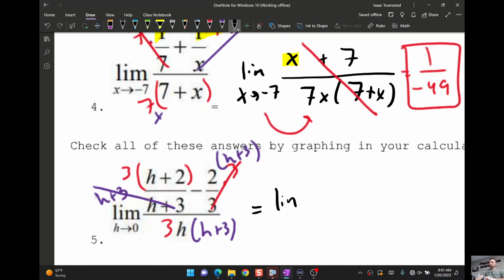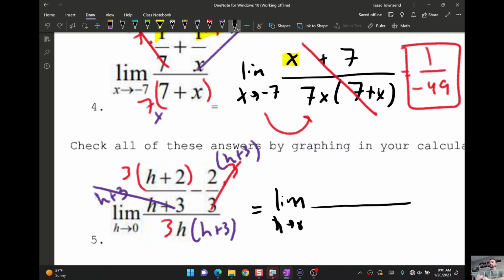So really what you're doing is you're multiplying by the least common denominator of the smaller fractions. You really don't have to think of it so technical like that though. Just think about how to get rid of divide by 3, how to get rid of a divide by x plus h. And then we're left with a bunch of stuff.